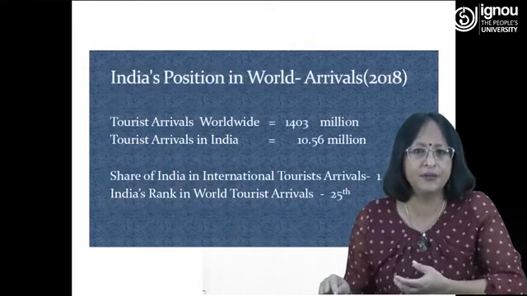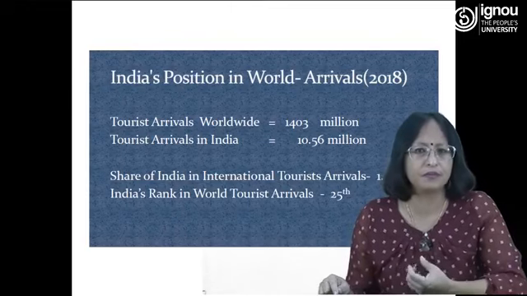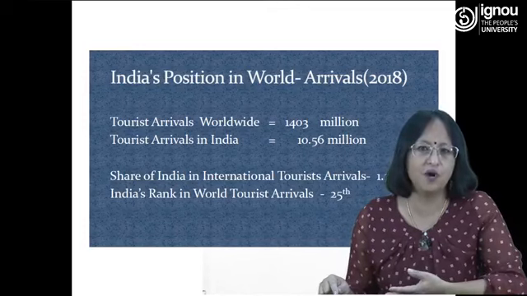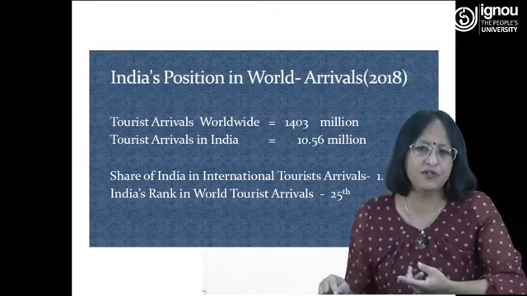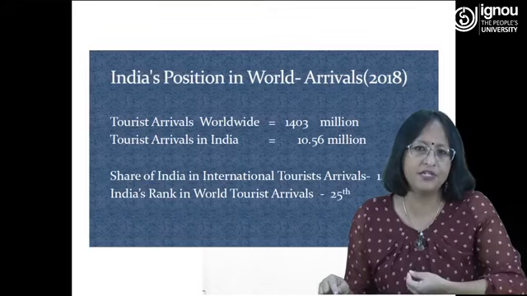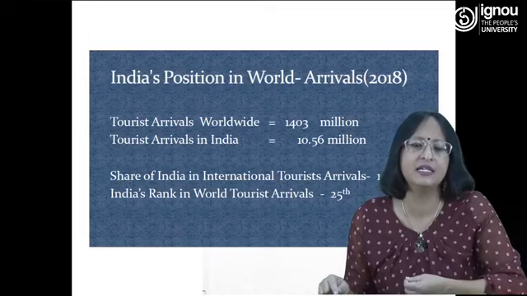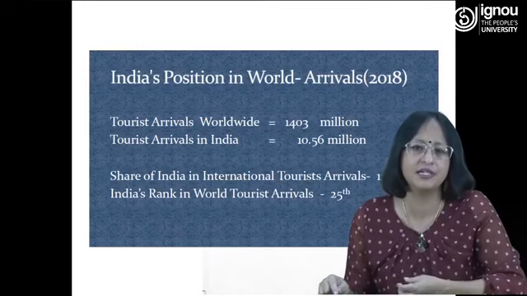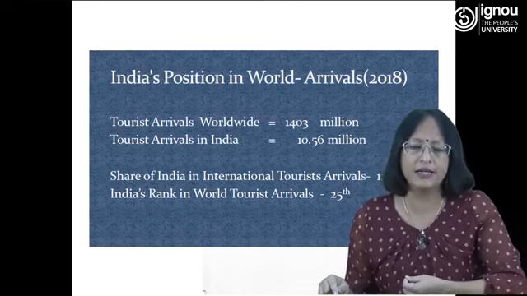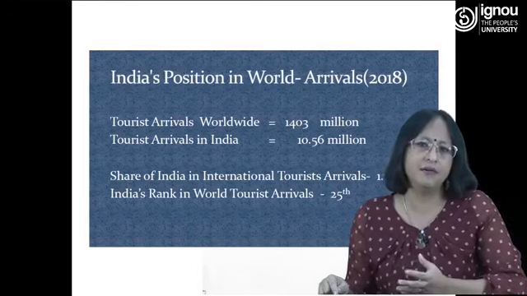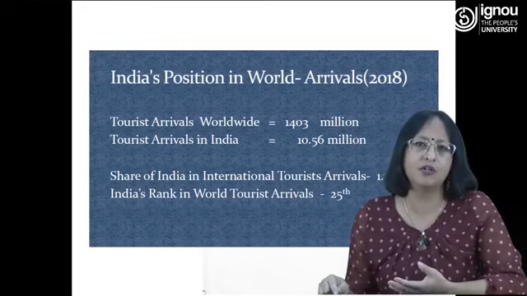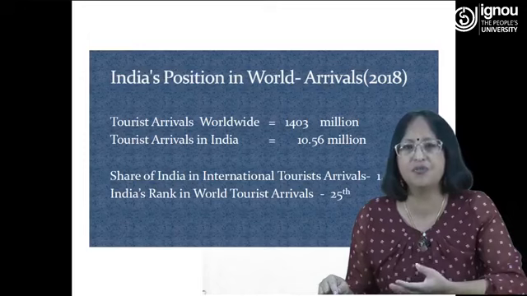Let us see the position of India in terms of the comparative arrival figures. Tourism arrivals worldwide are 1,403 million in 2018. Just to give you a clarification, UNWTO mentioned 1,461 million arrivals, whereas this particular slide is from the Ministry of Tourism website, and it says 1,403 million. The difference in the figures is because each destination or country has a different setup or system of collecting data.